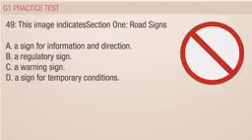Question 49. This image indicates Section 1. Road signs. A. A sign for information and direction. B. A regulatory sign. C. A warning sign. D. A sign for temporary conditions.